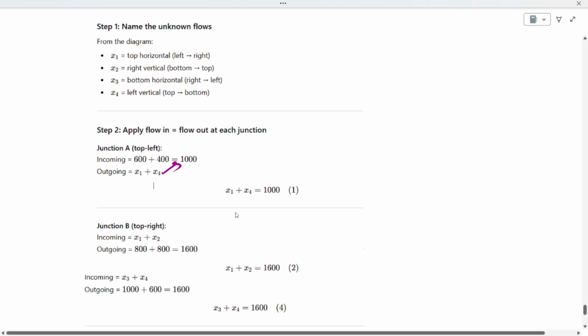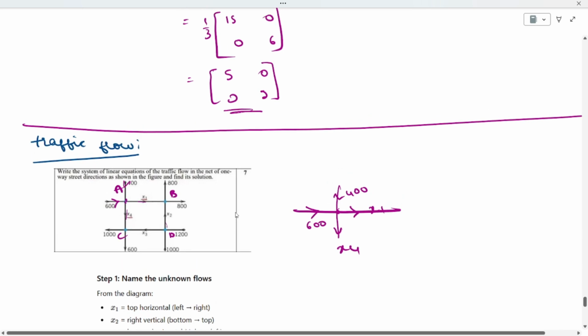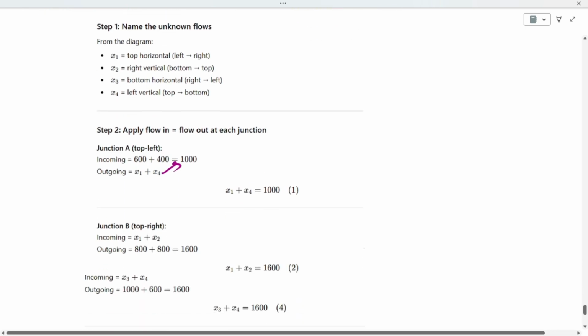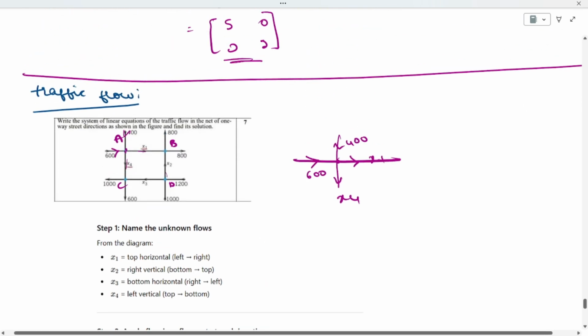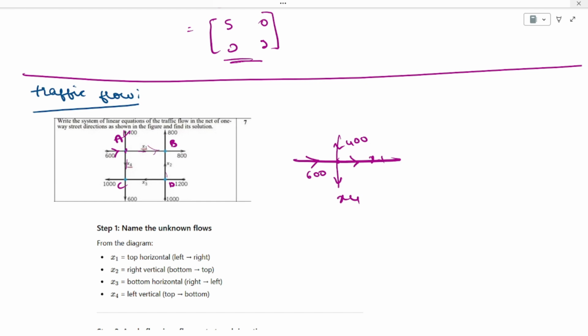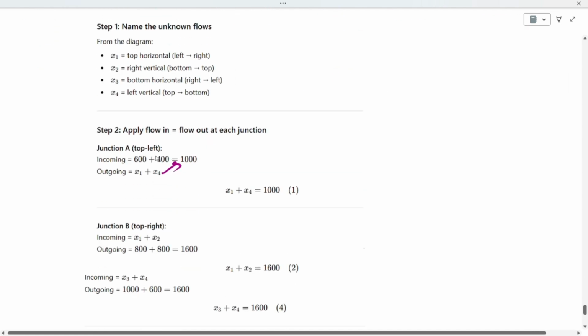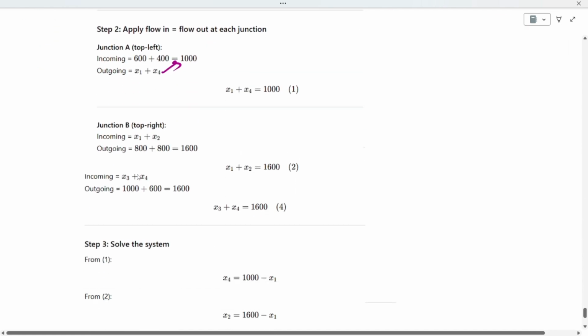Again for the next junction, that is top right: 800 plus 800, and what are the incoming? You have to see: x1 plus x2. Here x1 is incoming, x2 is also incoming. Next, again for C junction, that is left, you will get x3 plus x4 is equal to 1600.